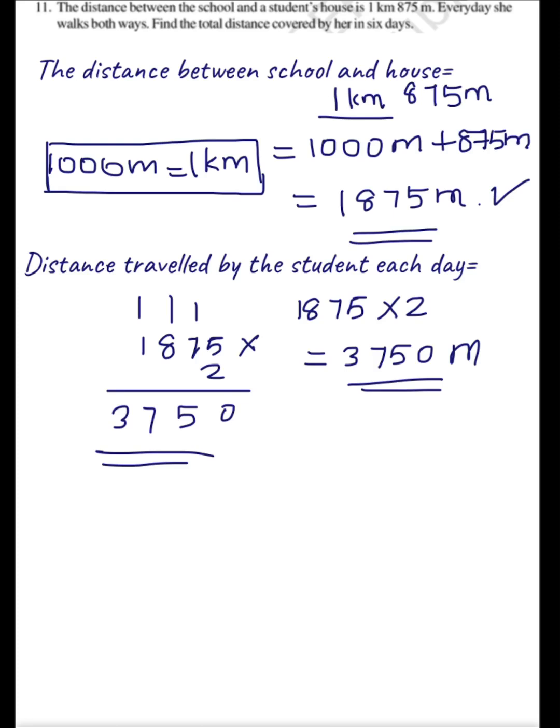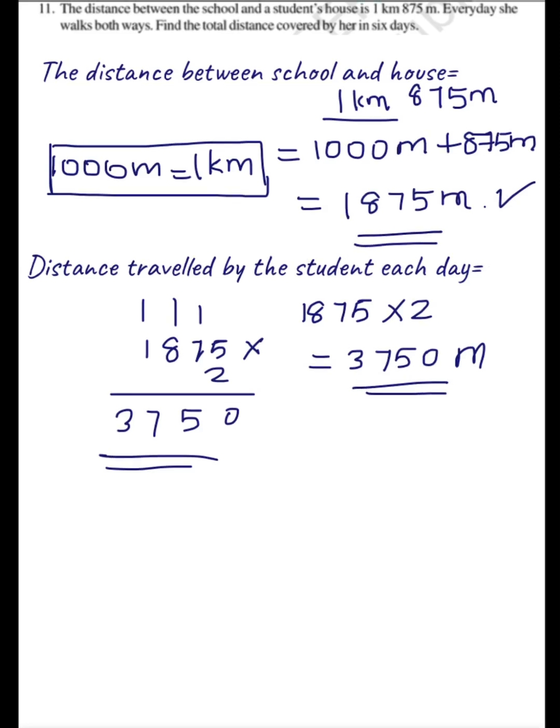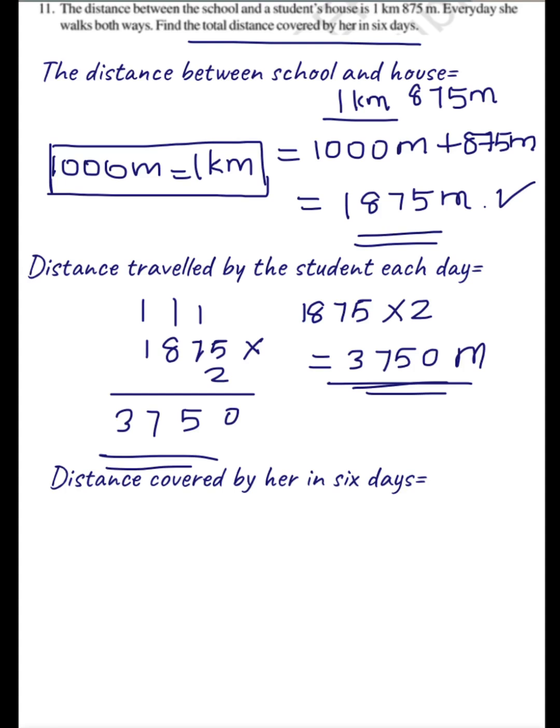That is 3750 meter. Now what is the question? Distance covered by her in 6 days. So let's write it. Distance covered by her in 6 days means what? Each day she is traveling 3750 meter. Okay, each day she is traveling 3750 meter means distance traveled by her in 6 days will be equal to 3750 into 6. Okay, this will be the answer.